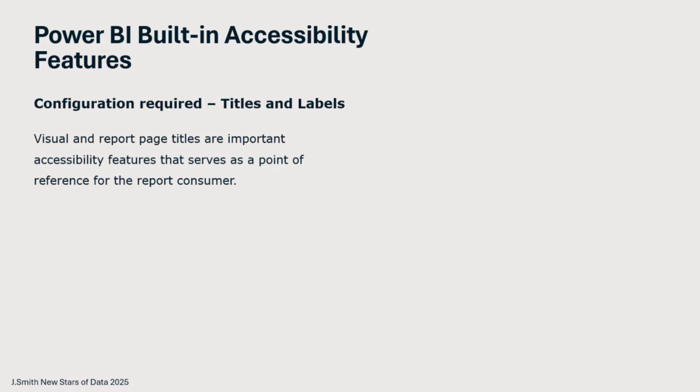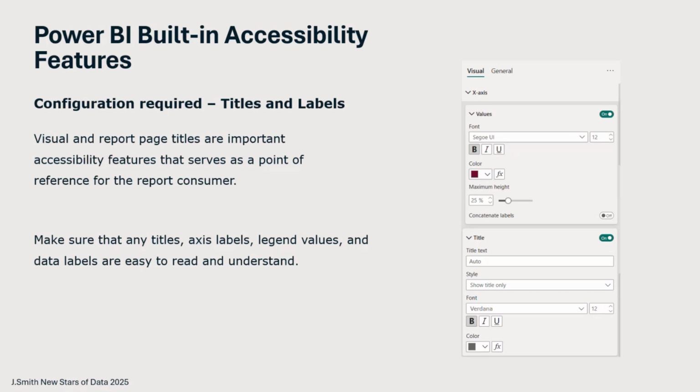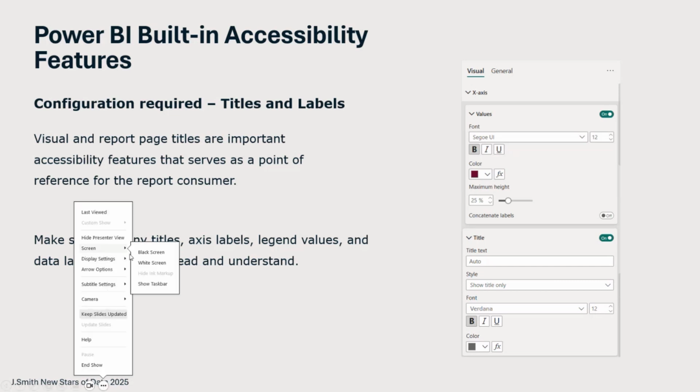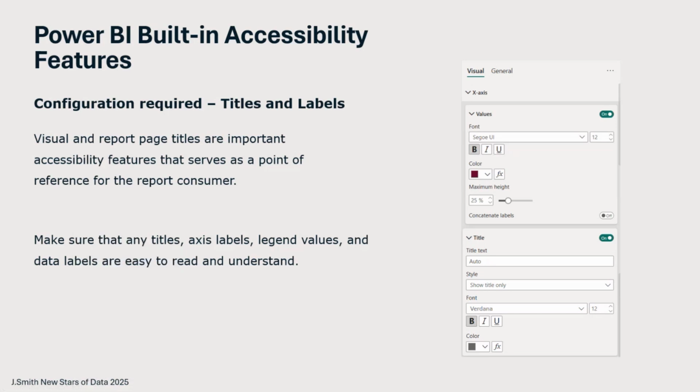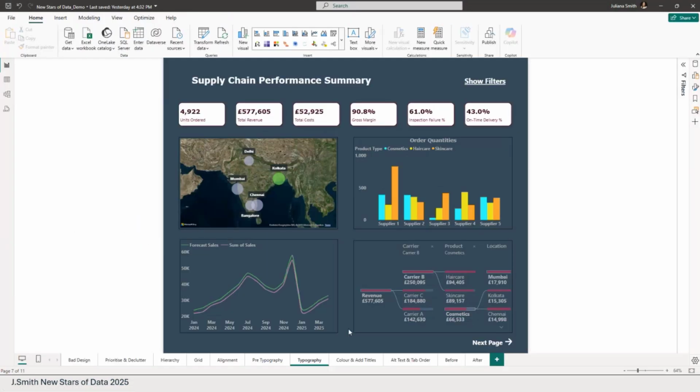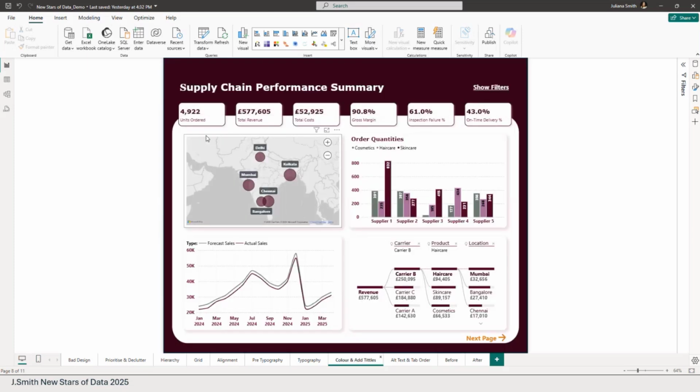So visual and report page titles are very important accessibility features, and they serve as a point of reference for the report consumer. So we have to make sure that titles, axis labels, legend values, and data labels are easy to read and understand. So we're going to fix that in our report as well. So I'm going to just open Power BI again. And you can see here, let's first add some title to the map.